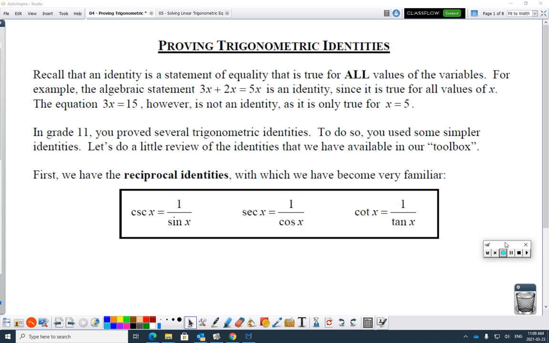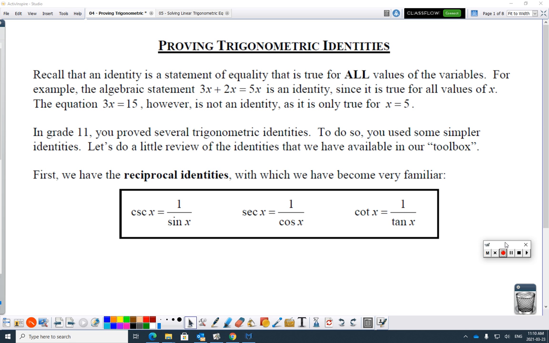Well, you'd want to know it worked. You'd want to know it worked all the time, that it was perfect. Well, that's proving trigonometric identities. We want to prove that some other expression is exactly the same. So an identity is a statement of equality that is true for all values of the variable.